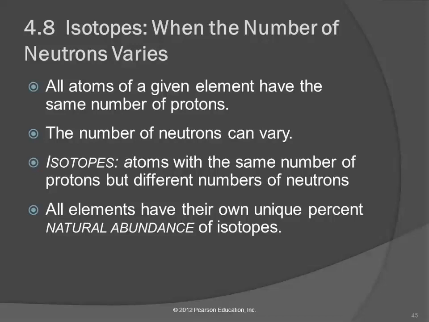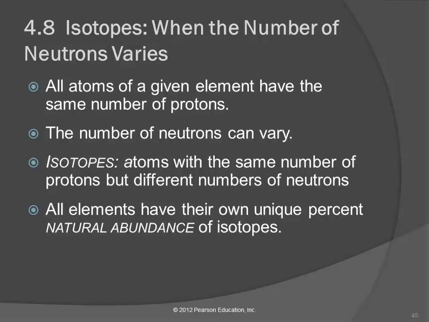So we said that all the atoms of an element have the same number of protons. That's what identifies them as belonging to that element. The number of electrons we saw can change. They can form positive and negative ions. The protons stay the same. What about the neutrons? The neutrons can also be a little bit different. They can vary from atom to atom. And so we have a special word for that, and we call those isotopes.